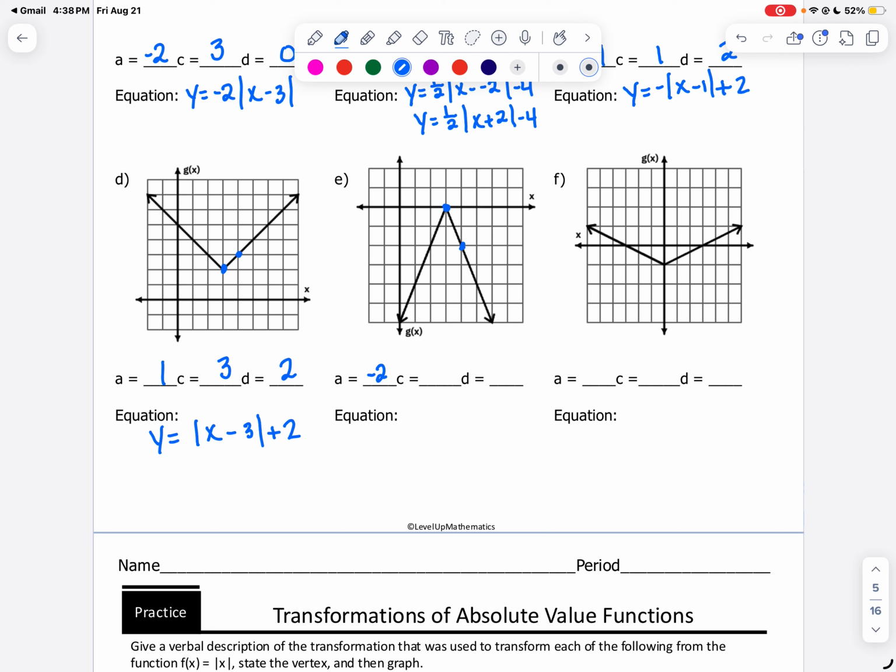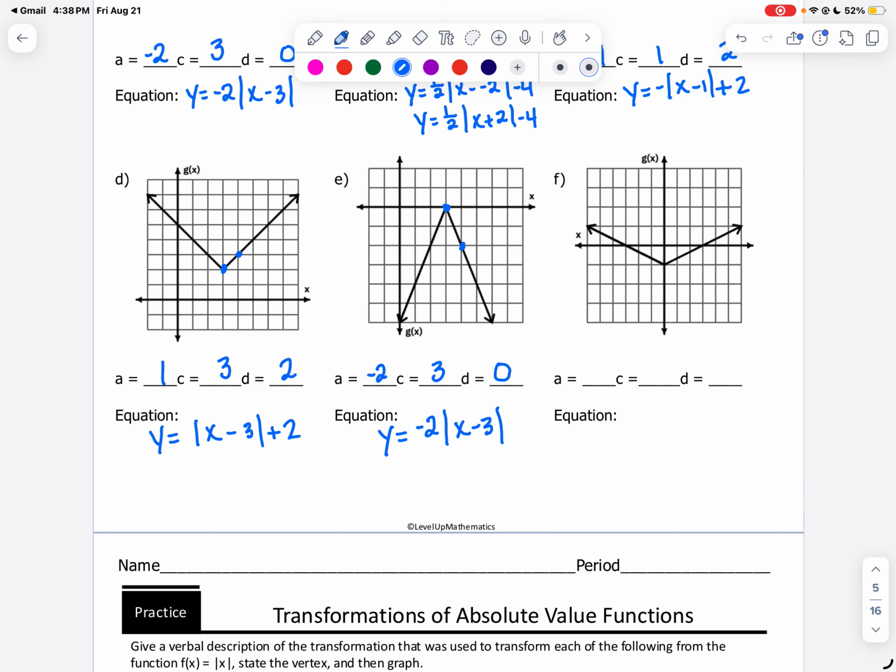All right. On problem E, the value of A was -2. The value of C was +3. The value of D was 0. So our function rule would be y equals -2 times the absolute value of x minus 3.